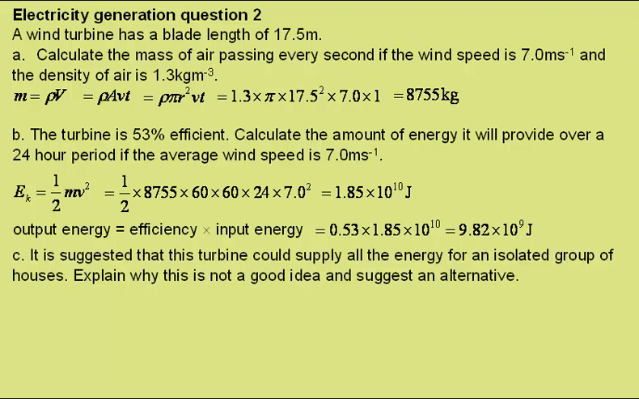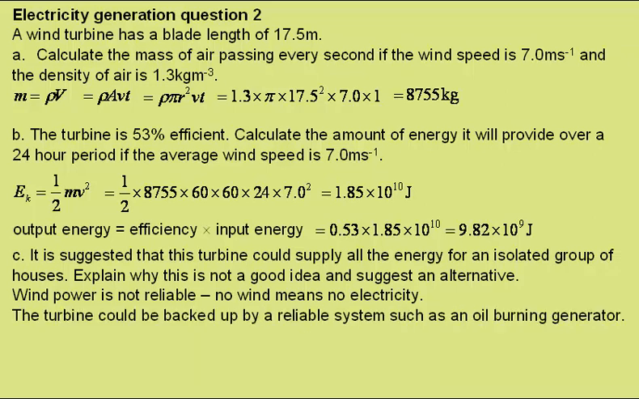Part C. It is suggested that this turbine could supply all the energy for an isolated group of houses. Explain why this is not a good idea and suggest an alternative. Well, the main problem with wind power is it is not reliable. When there's no wind, there's no electricity. However, the turbine could be backed up by a reliable system, such as an oil-burning generator, which could be used to top up when the wind power is not sufficient.